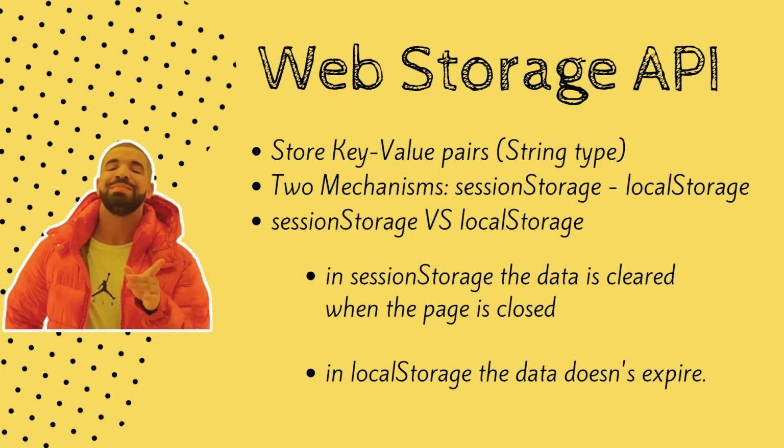All right. So guys, in a nutshell, Web Storage API, we have 3 points: store key value pairs, yes, string type, do not forget that, 2 mechanisms, session storage and local storage. The main difference is that with local storage, the data doesn't expire, okay?